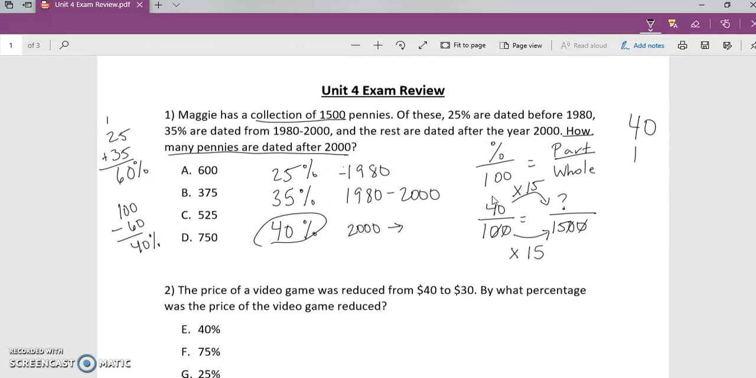So 40. 5 times 0 is 0. 5 times 4 is 20. Start the second row with a 0. 1 times 0 is 0. 1 times 4 is 4. 0, 0, and then 2 plus 4 is 6. So the amount of pennies that are represented by being year 2000 or after is letter A. That's our final answer. So moving on.